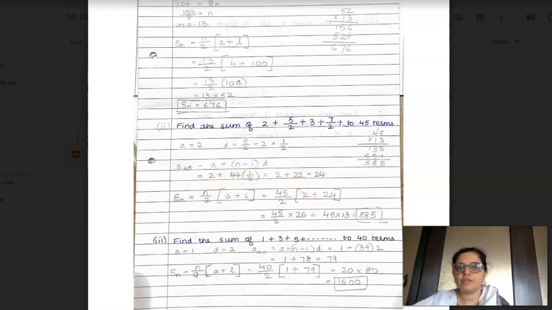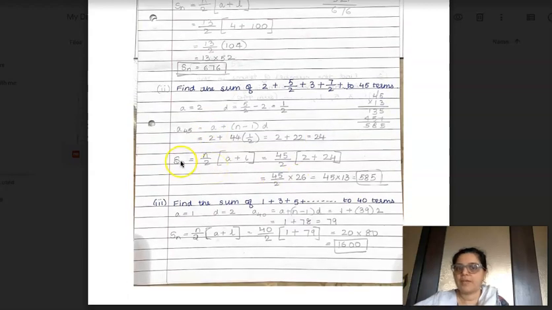What I have found here is that the 45th term is 24. Then I use the sum of n terms formula, which is the sum of 45 terms, so my n becomes 45 here. And then I find the answer is 585. 585 is the addition of all these terms, 2 being the first term, all the way up to 45 terms.